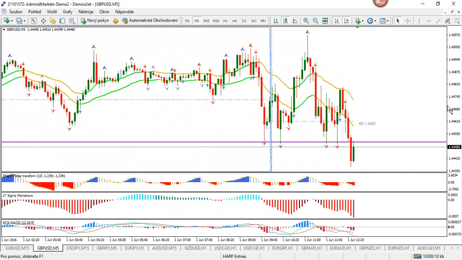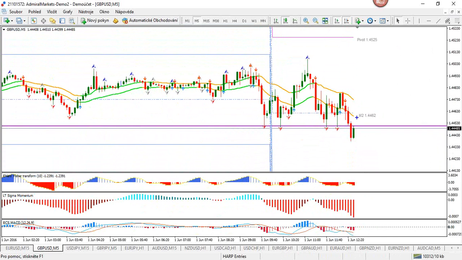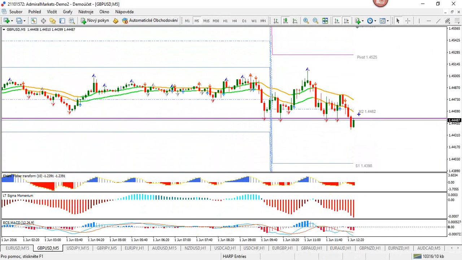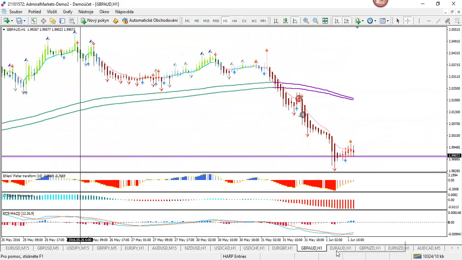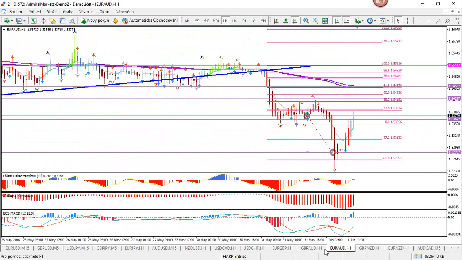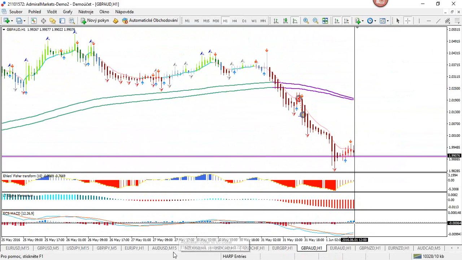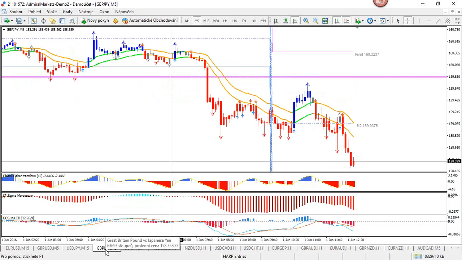And this could be actually a good pullback as is. Maybe a tad deeper up to the M2, and that could be then a continuation trade down to the S1. That looks good for intraday shorts now. Dollar yen is looking good for intraday, and for swing trades, I think pound aussie, euro aussie, once again, turnarounds, especially pound aussie, I would say, because the euro is a bit stronger at this point.